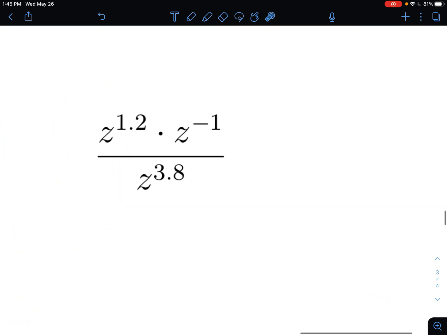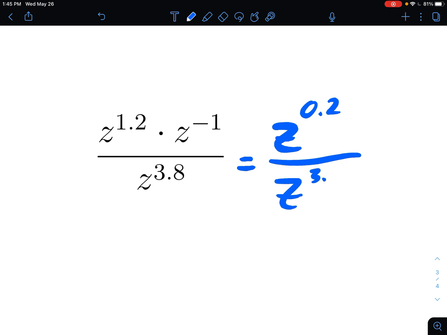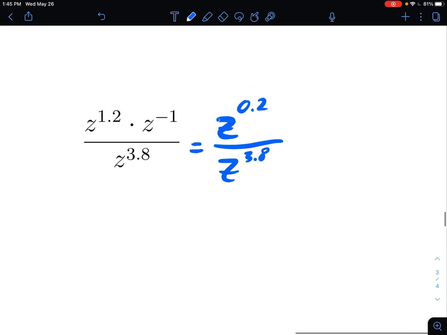Over here we have a lot of weird stuff. So in the numerator we can use the rule that says bases are the same, I can add those exponents. 1.2 plus negative 1 is 0.2. And then for division I can subtract: 0.2 minus 3.8 is negative 3.6. That's a very awkward expression, but that's our simplified version. Instead of having 3 different exponential expressions, we have just one.